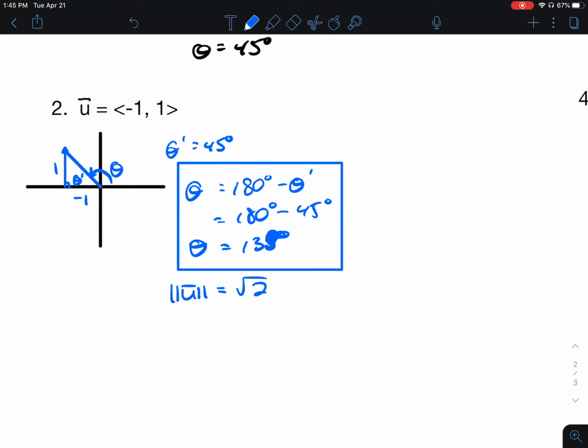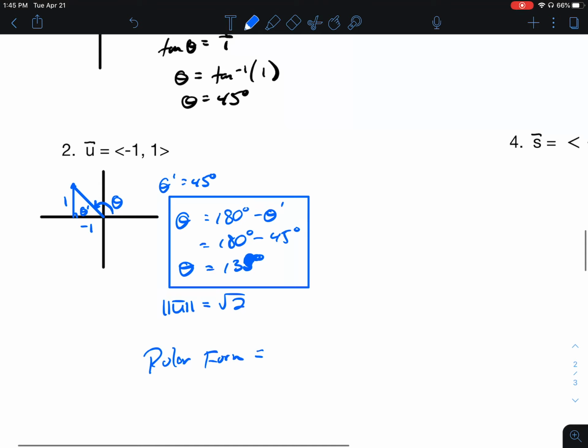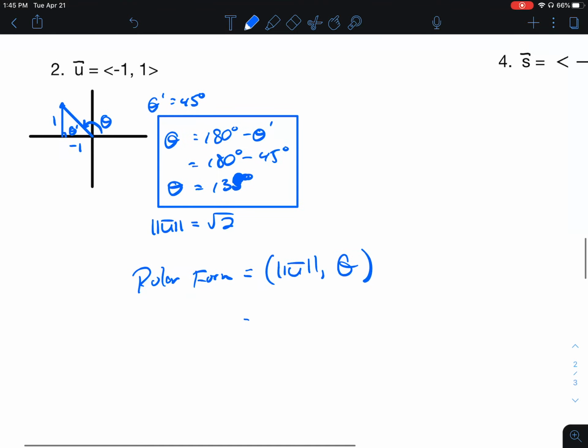So let's write this in polar form. Once again, polar form. We put the length of the radius, the magnitude of our vector, followed by the angle in standard position. So in polar form, this is square root of 2, 135 degrees.